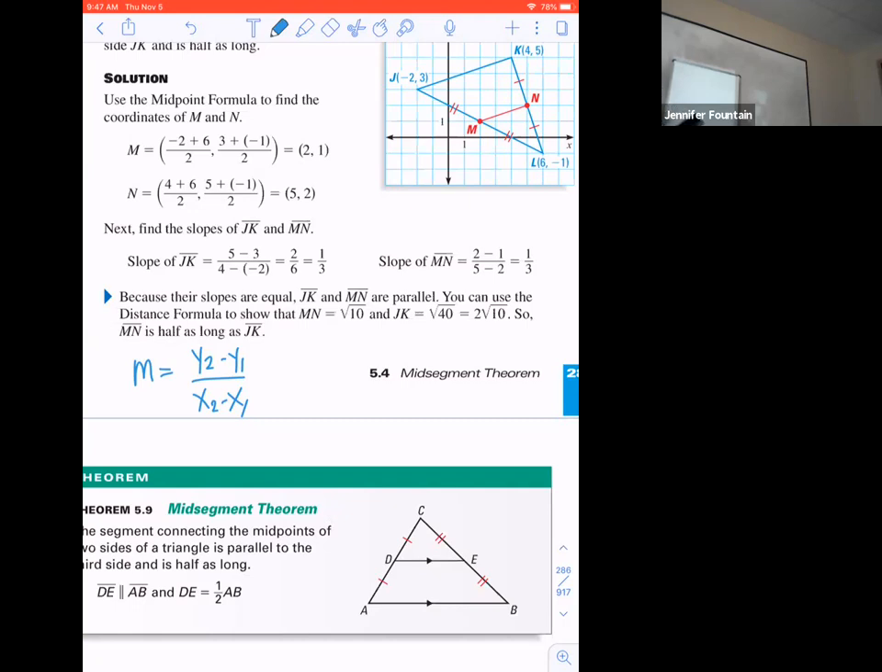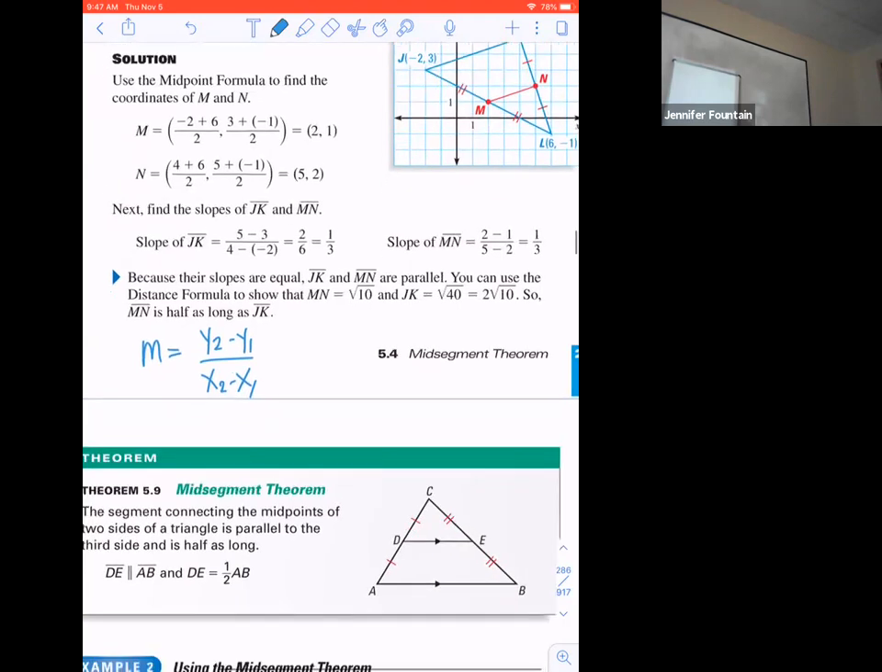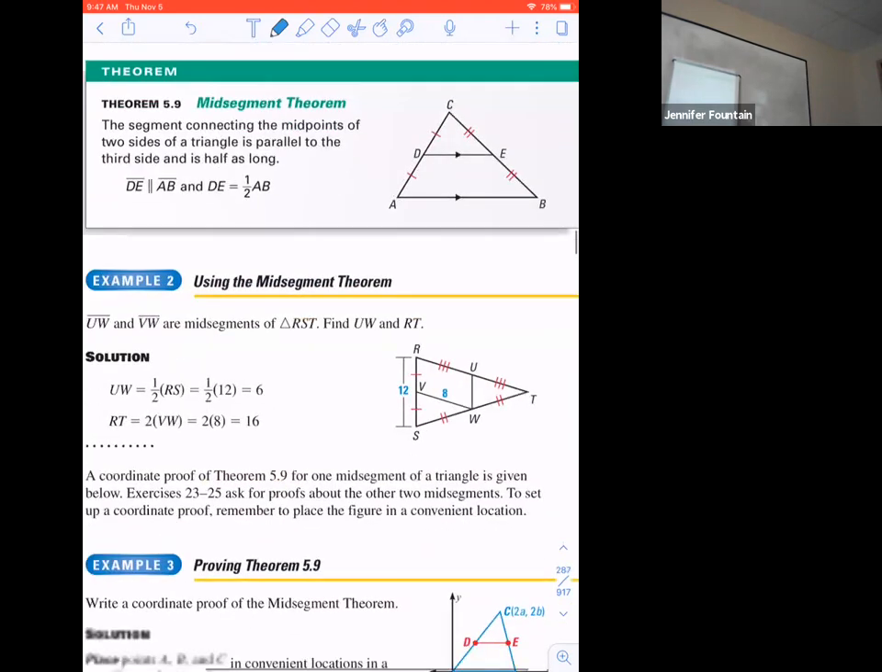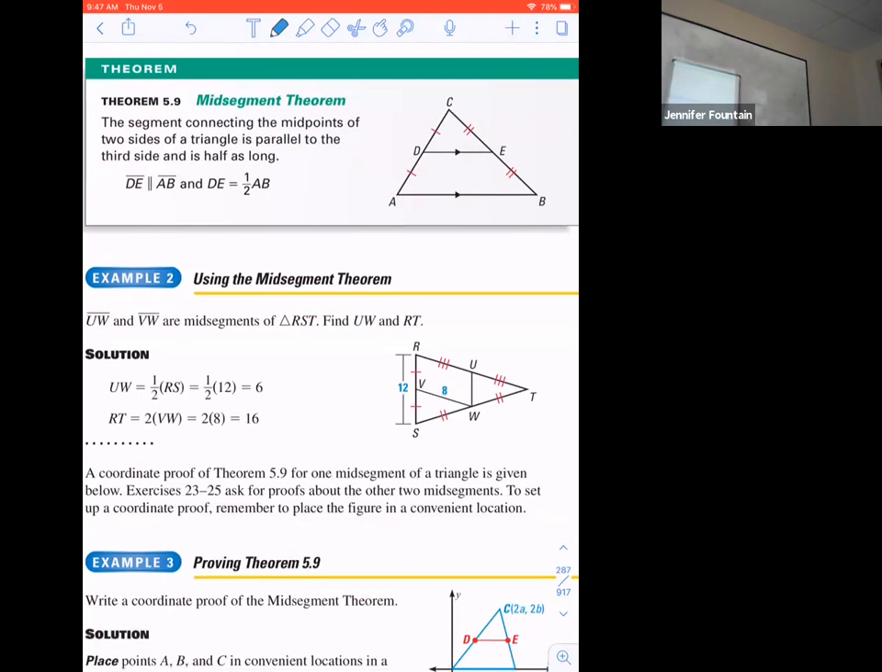reciprocals, okay? It says you can use the distance formula to show that MN is equal to the square root of 10 and JK is equal to the square root of 40, which simplifies to 2 times the square root of 10. Therefore, you can see that MN is half as long as JK, all right? So if we look at theorem 5.9, the mid-segment theorem. The mid-segment theorem says that the segment connecting the midpoints of two sides of a triangle is parallel to the third side and half as long.